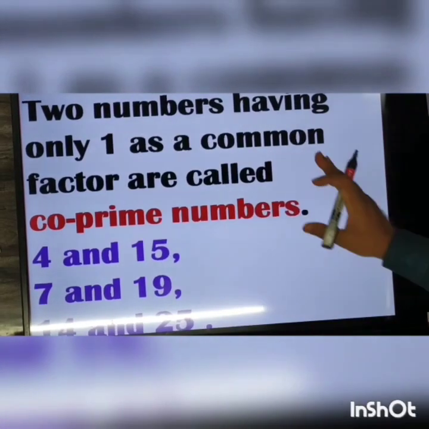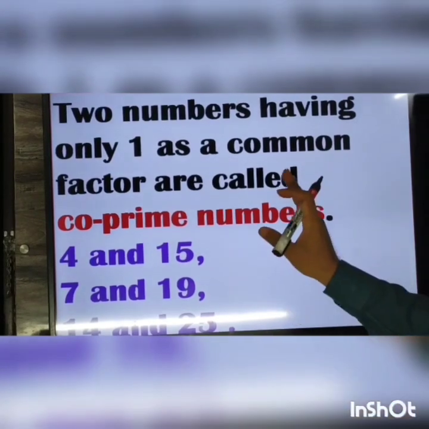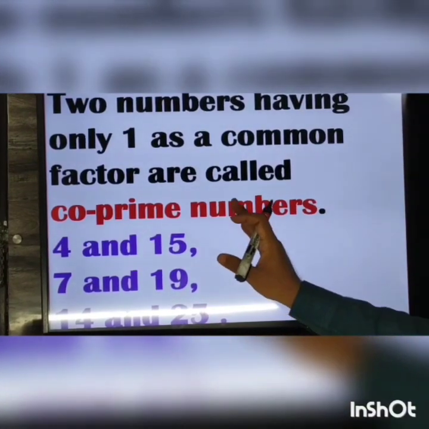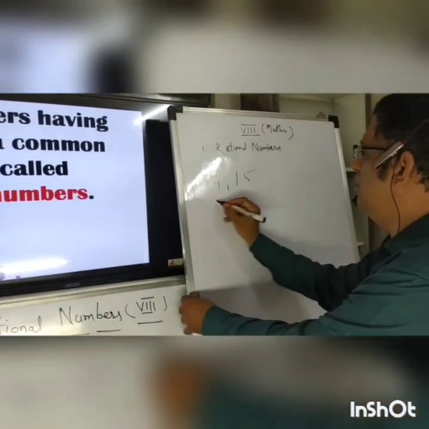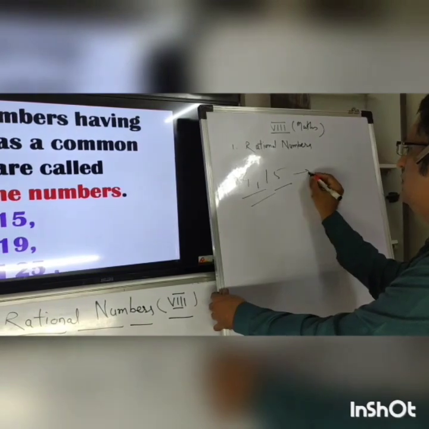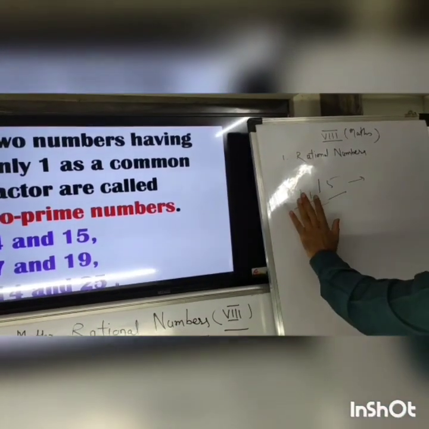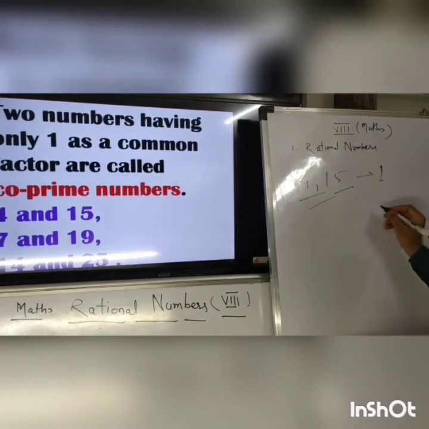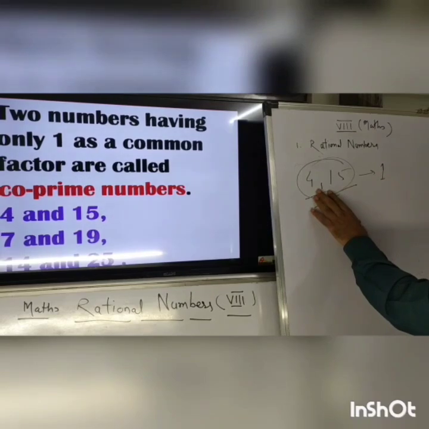Now there is another kind of number called co-prime numbers. Co-prime numbers are also pairs of numbers, but co-prime does not mean that they are prime numbers. For example, say 4 and 15. 4 and 15 are both not prime numbers, but these two numbers have only one common factor. So co-prime numbers are numbers having only one common factor between them. 4 and 15 have only one common factor, that is 1. So though they are not prime numbers, they are co-prime numbers.